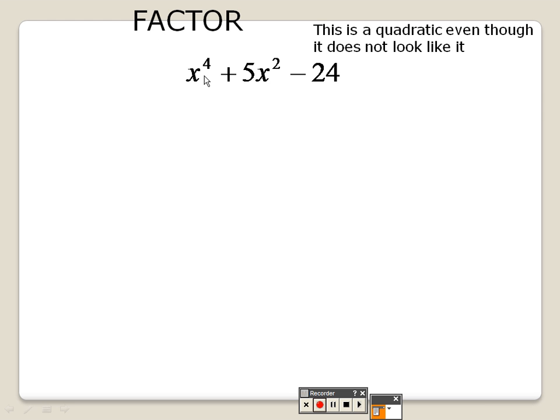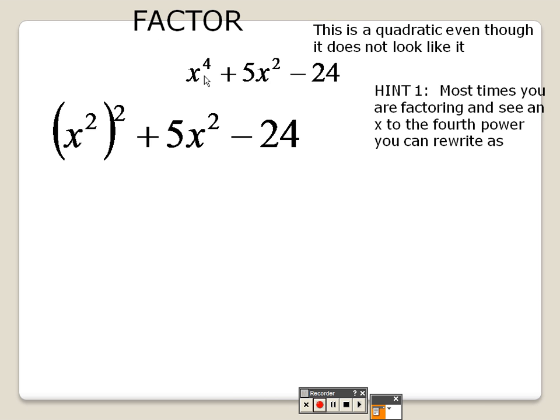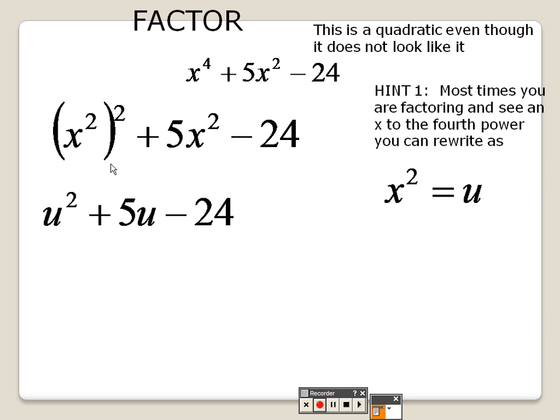This is x to the fourth. I'm going to rewrite that as x squared squared. And that is an x squared. The reason why I did that is I'm going to use U substitution to plug a u in wherever there's an x squared, because now that looks like a quadratic. Everywhere where there is an x squared, I put a u in its spot. See that? So now you can factor that.